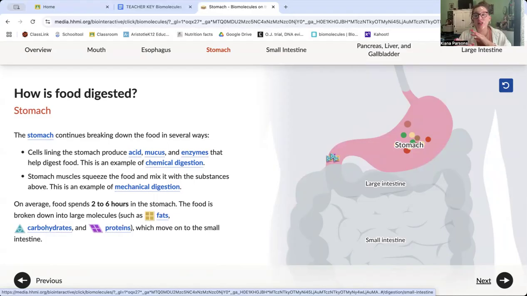So, like I mentioned, the food that you swallowed, which would still mostly look like just chewed up food, now is going to take on a completely different appearance because it's been chemically changed at this point, reacting with acids and enzymes. On average, food is going to spend 2 to 6 hours being broken down in the stomach. The food is broken down into large molecules such as fats, carbohydrates, and proteins before it passes through the pyloric sphincter onto the small intestine.